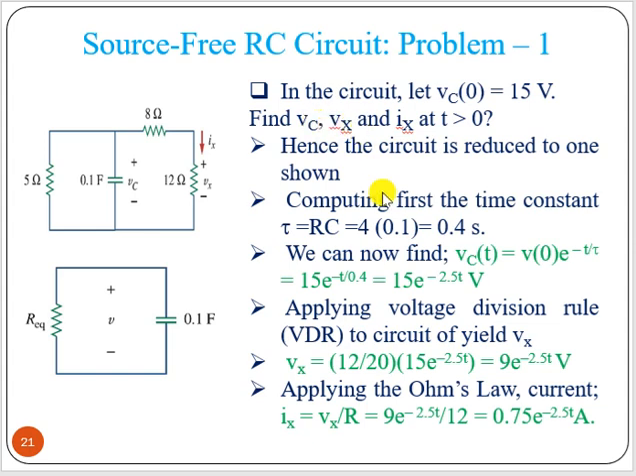So then what can we find out? Tau. Tau is RC. C value is 0.1. 0.1 into 4 gives 0.4 second. Then we can find out VC(t), the response, where V0 is 15, that is given. 15 e to the power minus t by tau. Tau is 0.4, so 1 by 0.4 is 2.5. So minus 2.5 t.